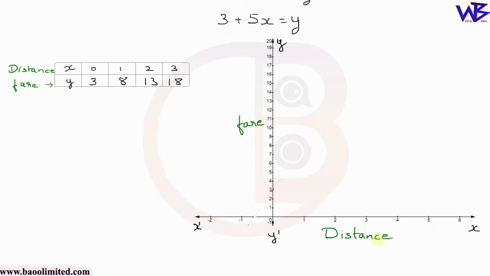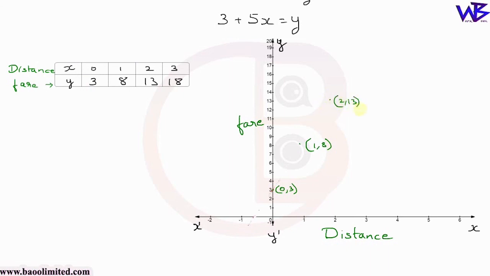The x-axis will be the distance and the y-axis will be the fare. Now let's see 0, 3. When distance is 0, fare will be 3. That is this point over here. 0, 3. And when x is 1, y is 8. Over here. 1, 8. And when x is 2, y is 13. It will be somewhere over here.